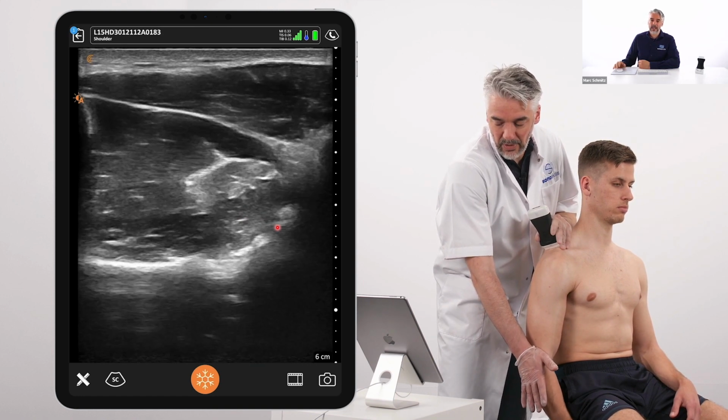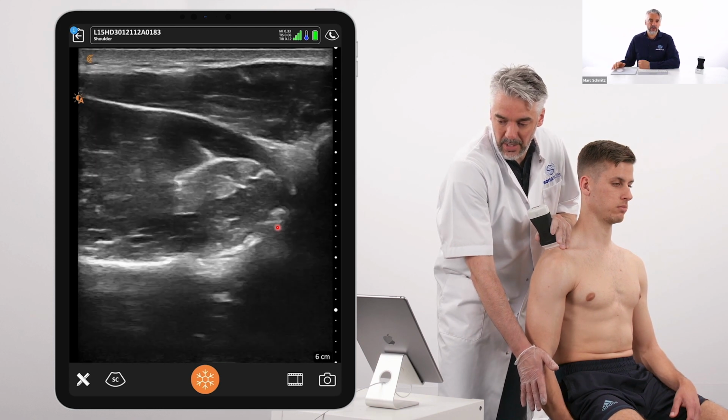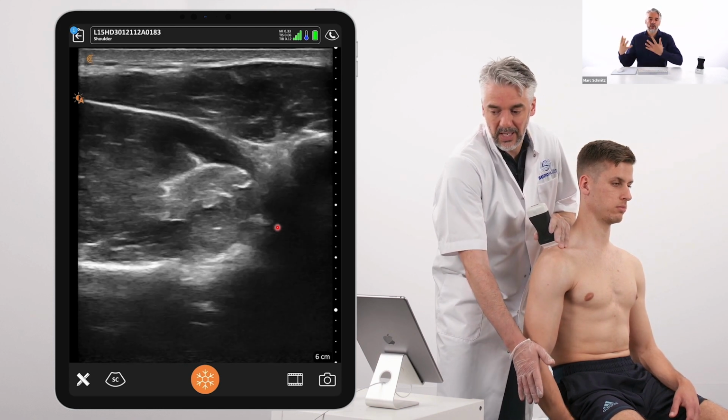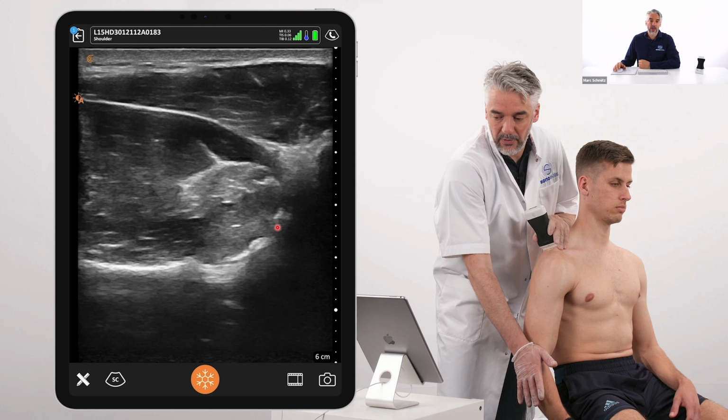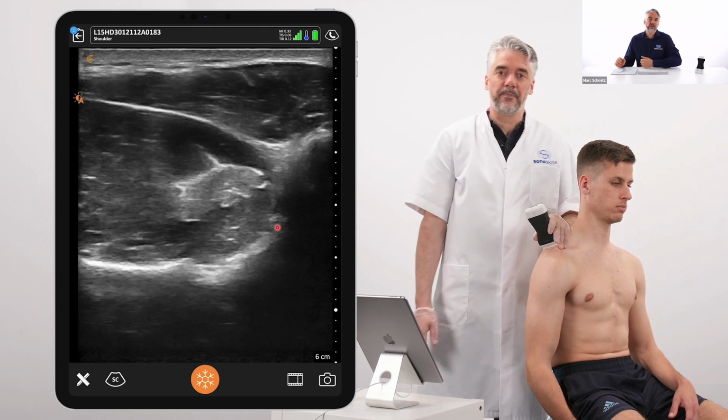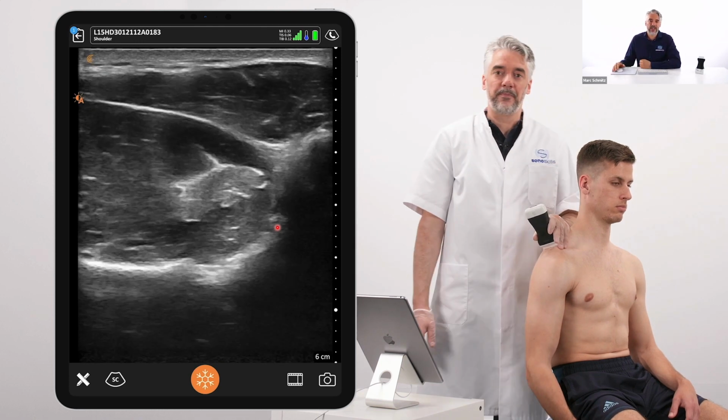And I'm making a contraction right there of the supraspinatus, looking at how the supraspinatus behaves. I'm looking for any tearing or damage to the musculotendinous junction, and fluids maybe popping up.